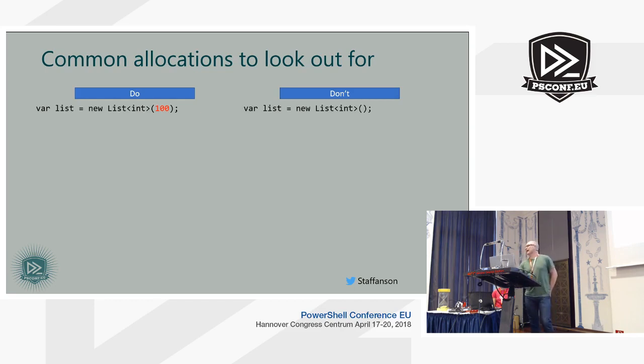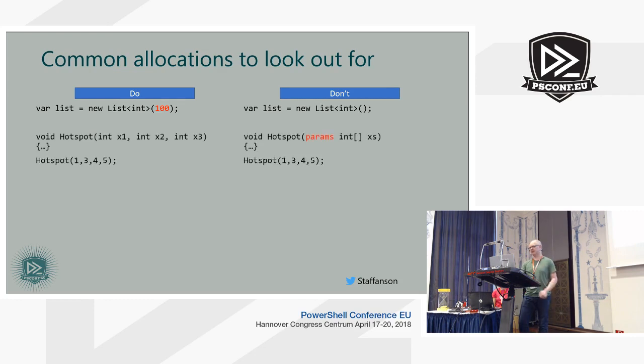So, concretely, pass in a capacity to a collection when you construct it. Now I can add 100 items, 100 integers, to this collection without reallocating anything. The params, providing an overload with an explicit number of parameters for a hotspot case, makes this really cheap, as what the compiler actually does when you call a params method is that it creates an array, populates the array with the arguments, passes it to the function, and then the garbage collector has to collect the array.